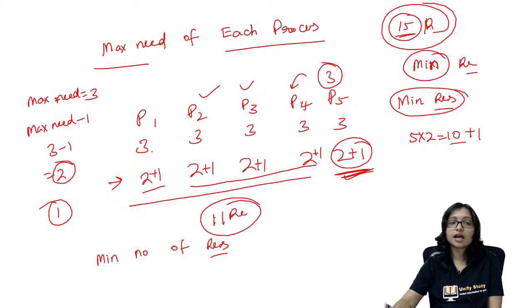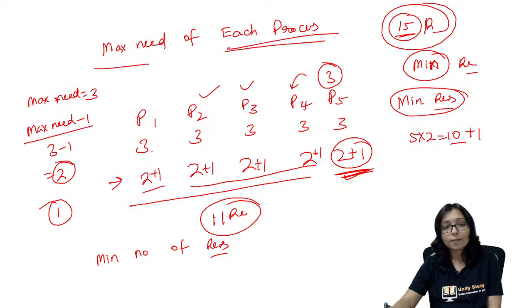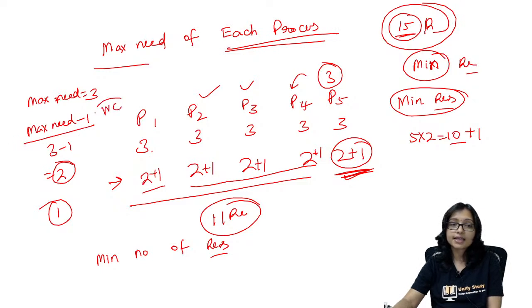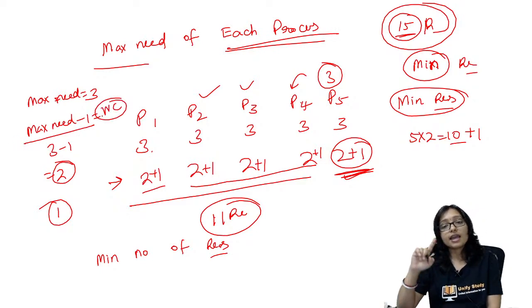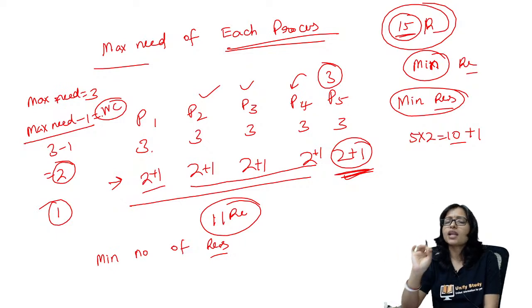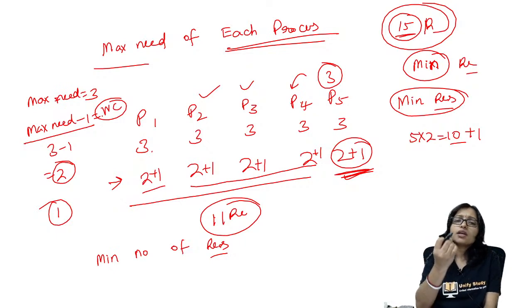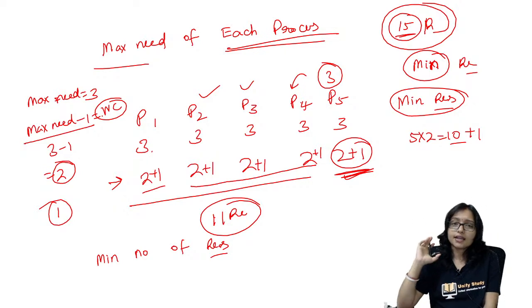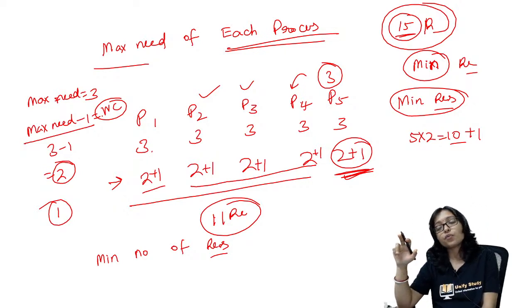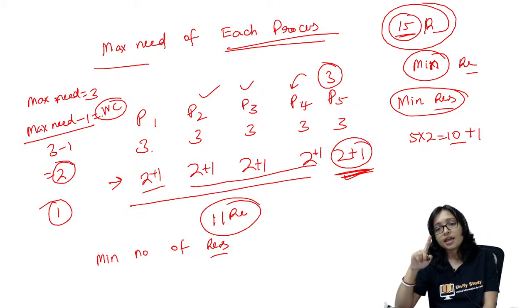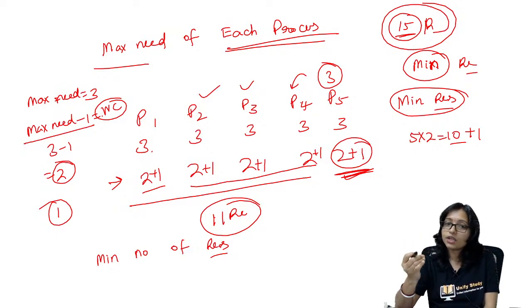Just check the maximum need of each process, then do maximum need minus 1. This is called the worst case scenario. When I have maximum need minus 1, I need only extra 1. If I get extra 1, then I can execute. Everyone is waiting for extra 1. And if I can manage that extra 1 and provide it to anyone, they will be deadlock free.